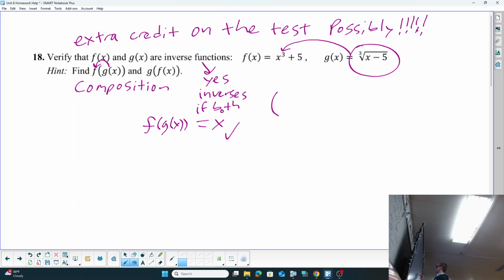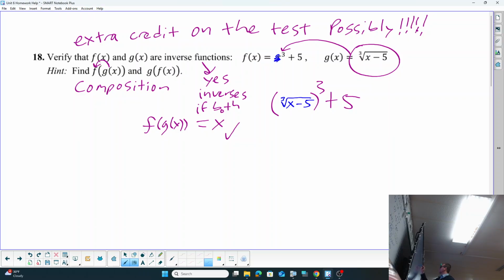So we do the third power plus 5. Then we take our cube root of x minus 5, and we plug it in for x. We plug it right in there. Boom. So that goes away.